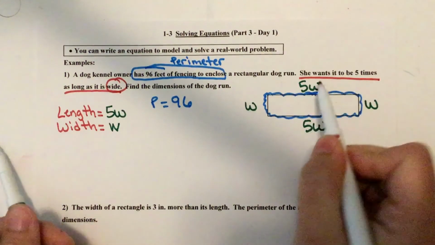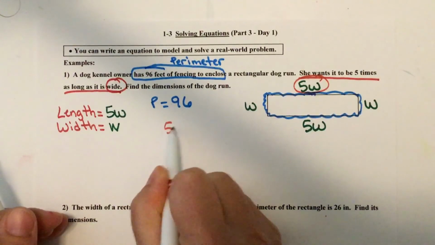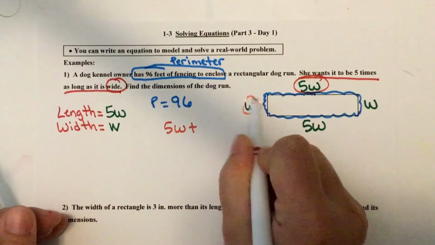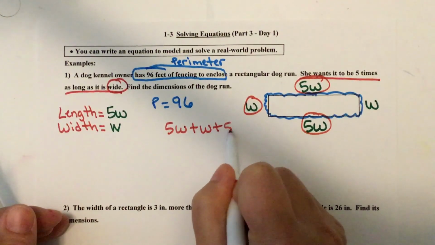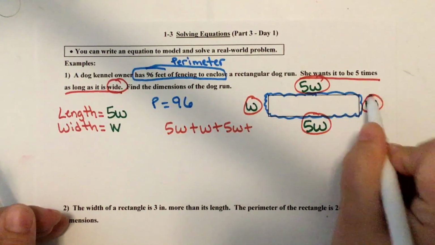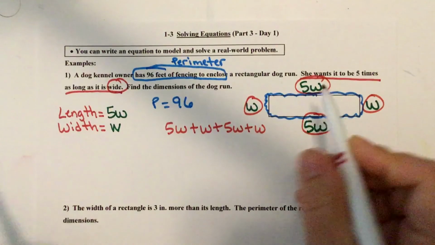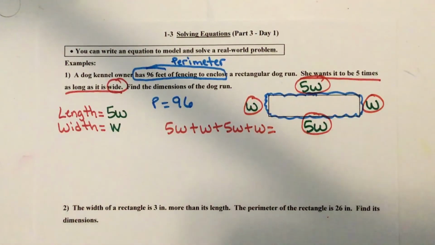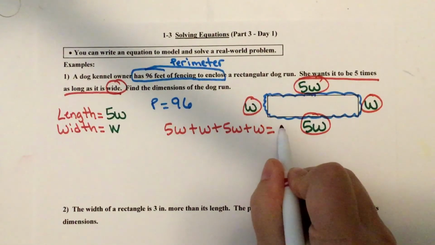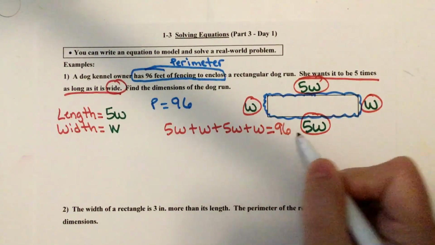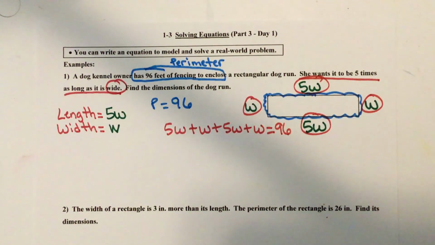I'm going to add 5W to W to 5W to W, and that will equal the perimeter. And I know that the perimeter is 96 because that's how many feet of fencing that she has. And this is the equation we're going to solve.